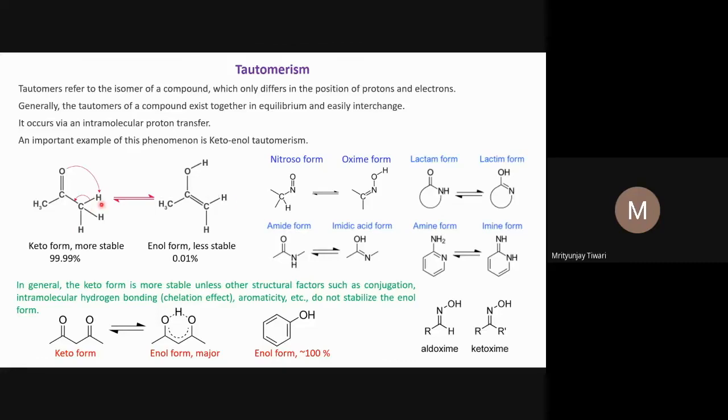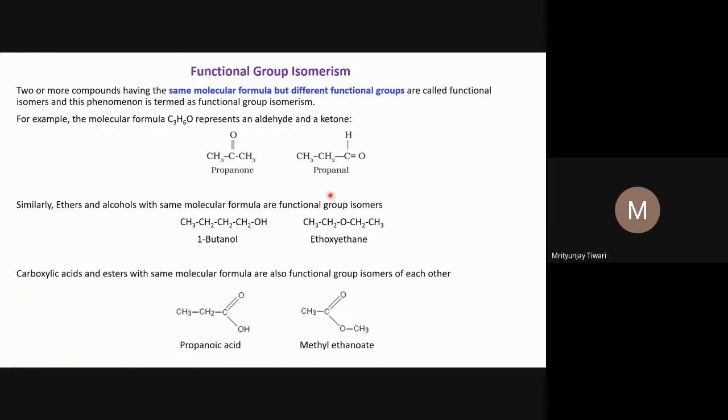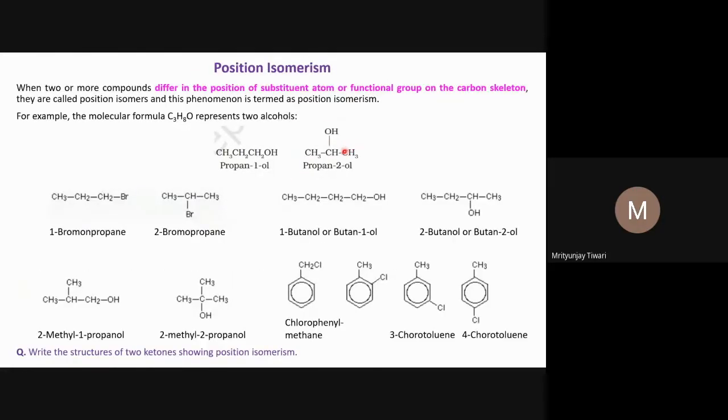The difference in structure is only because of the relative positioning of one proton and the electrons. Similarly, in metamerism, around a functional group you will see the functional group is flanked by different alkyl groups. So just by looking at the structure, you can identify metamerism. Similarly, for functional group isomerism, all kinds of structural isomerism you can identify by looking at the structure of the compound.